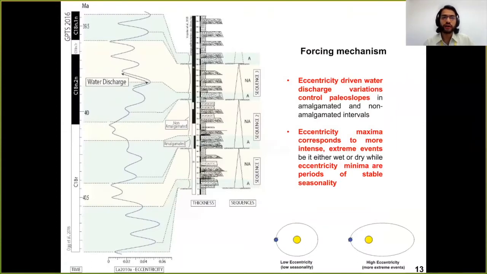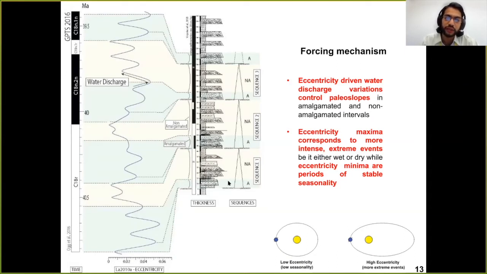To explain these strong changes in the water discharge that we see, one possibility could be eccentricity-driven discharge variations, which thereby control the changes in paleoslopes that we observe. And this follows the physical rationale that eccentricity maxima correspond to more intense and extreme events, be it either wet or dry, and eccentricity minima are periods of stable seasonality.